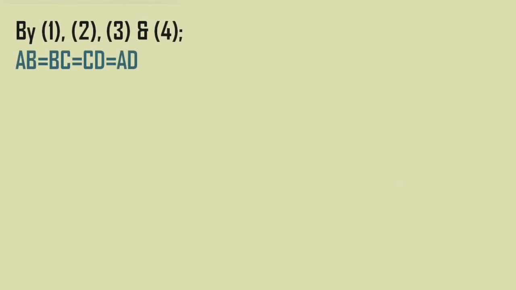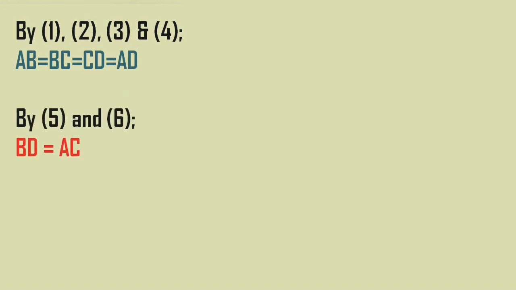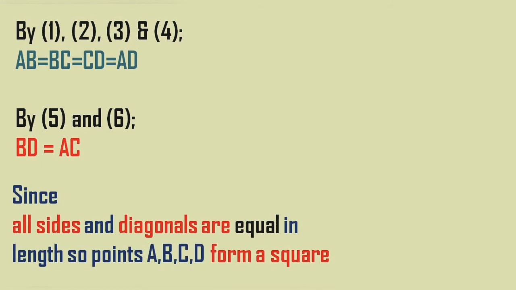So in short, according to our observation, by 1, 2, 3, 4 we can say all sides are equal, that is AB, BC, CD and AD. By 5 and 6, diagonals BD and AC are also equal. And so, as all sides and diagonals are equal in length, we can say points ABCD form a square. Isn't it easy peasy? Yes.